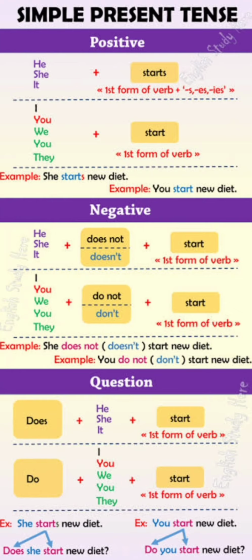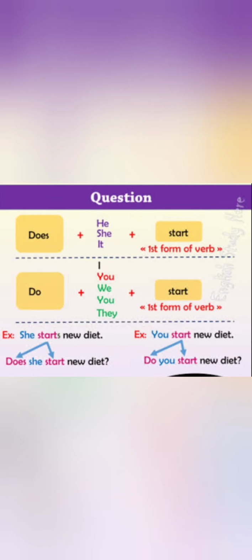Now look at the question form. Does plus he, she, it plus start. For question form, does should come before the subject. Here also we are using base form of verb. We are not adding any s, es or ies to the verb. For I, you, we and they, we are using do. So do plus I, you, we, they plus start.